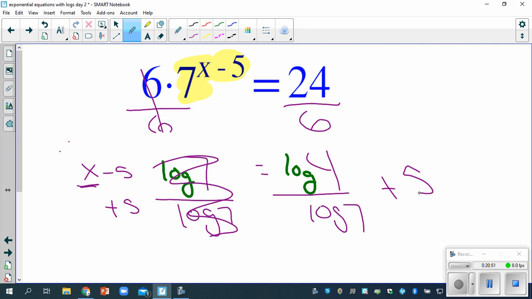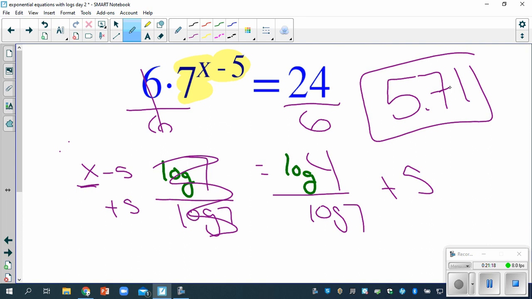I'm going to check the answer. So log 4 divided by log 7, and I am going to add 5 to it. Now, if you're getting different answers, it may be that you need some parentheses if you have a decent calculator. So I got 5.71? Yeah. Yay! That's supposed to be a 7.